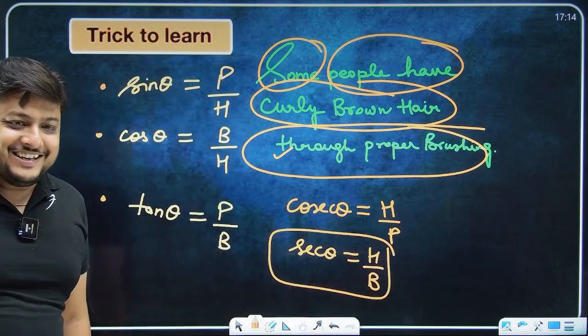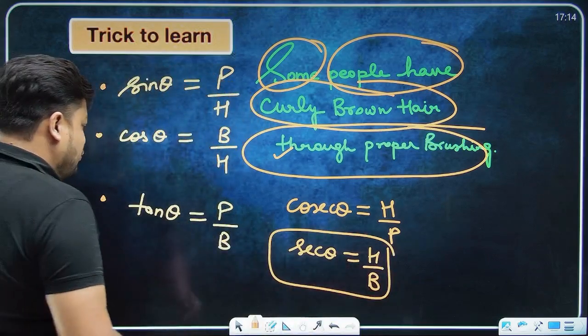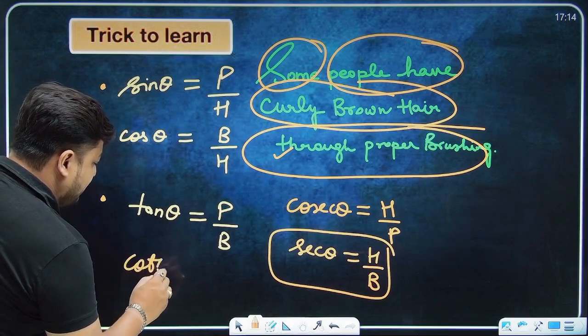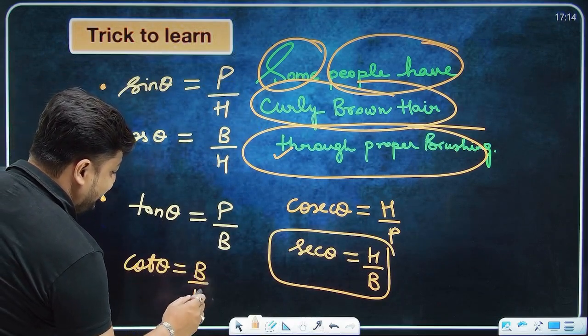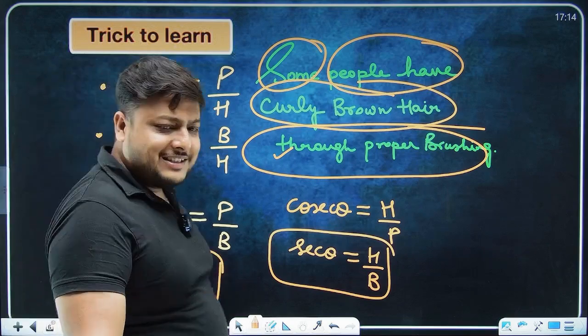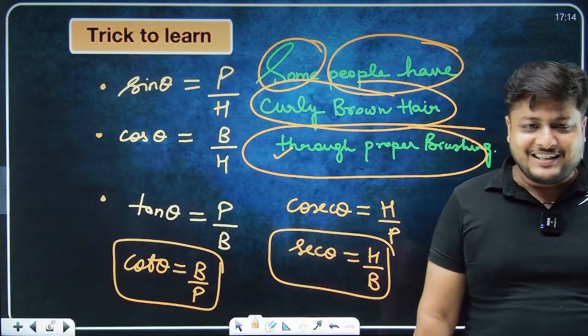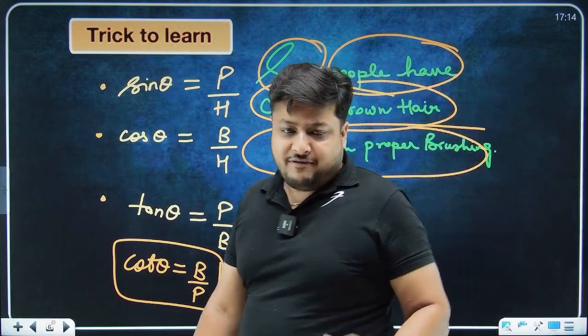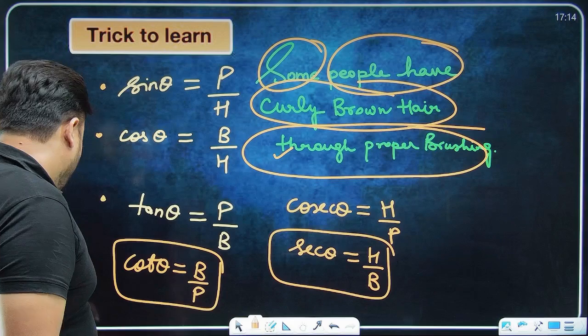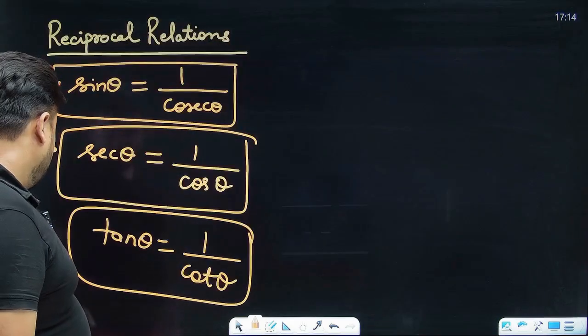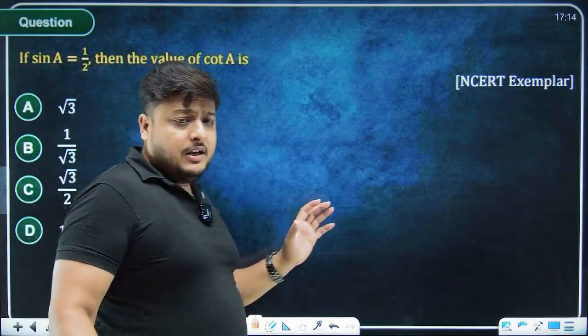Okay? Yes or no? And tan and cot are also reciprocals. So cot theta will be B upon P. I hope everything is clear till here. Please say yes in the chat box. Okay, everything is clear. Very good. Amazing. So let's proceed further to a direct question.